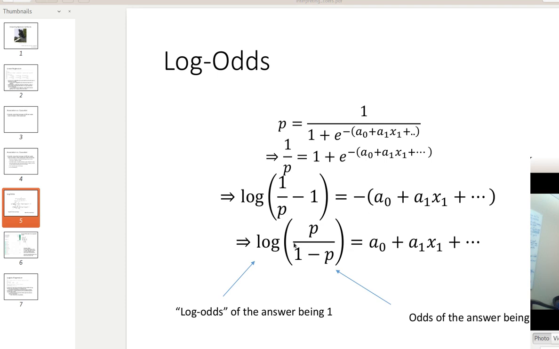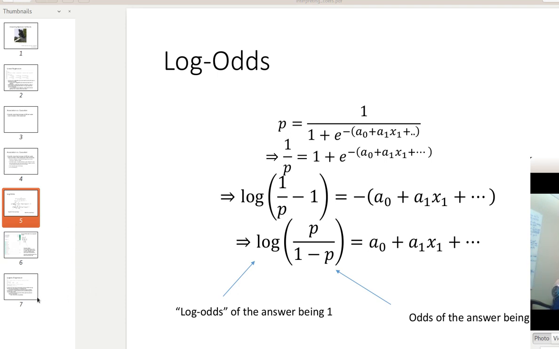So we flip the sign, and we get that the log of p over 1 minus p is a0 plus a1x1 and so on. So if this is how we predict the probability, then what you're computing by just computing a0 plus a1x1 and so on, when you're not doing type equals response inside the predict for logistic regression, is the log of the odds of the event happening. So if this is the log of the odds, then this is the probability, and vice versa.